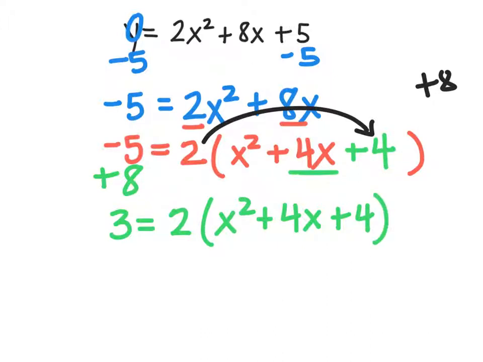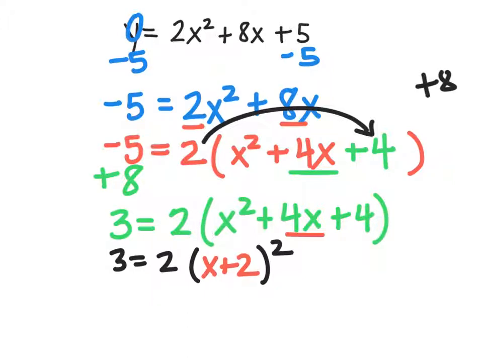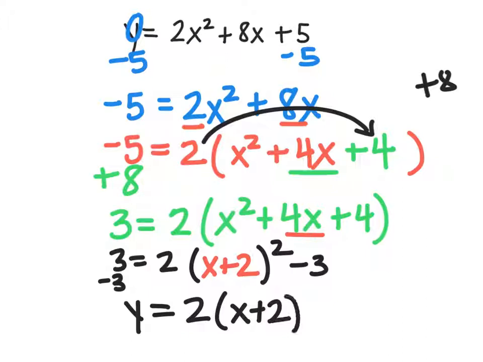Okay, now the point of this is to get this, remember, in perfect square form, which this is a perfect square. So if I write it again, I get 3 equals 2 parentheses. This should be a perfect square. Remember, it's x, and then half that middle term, so x plus 2 squared. Now, this is almost in graphing form or vertex form. I just need to move the 3 to the other side. So my final answer is y equals 2 parentheses x plus 2 squared minus 3.